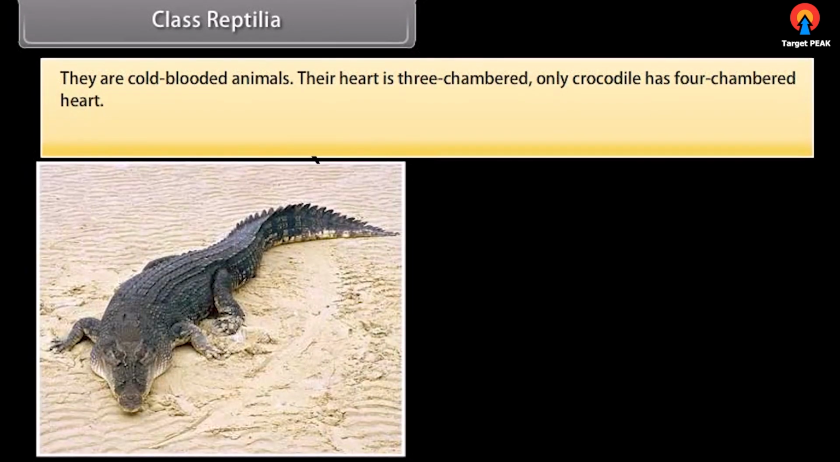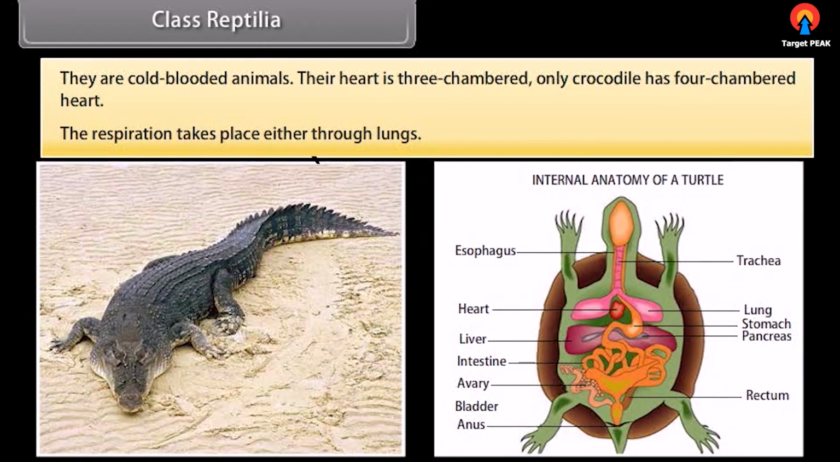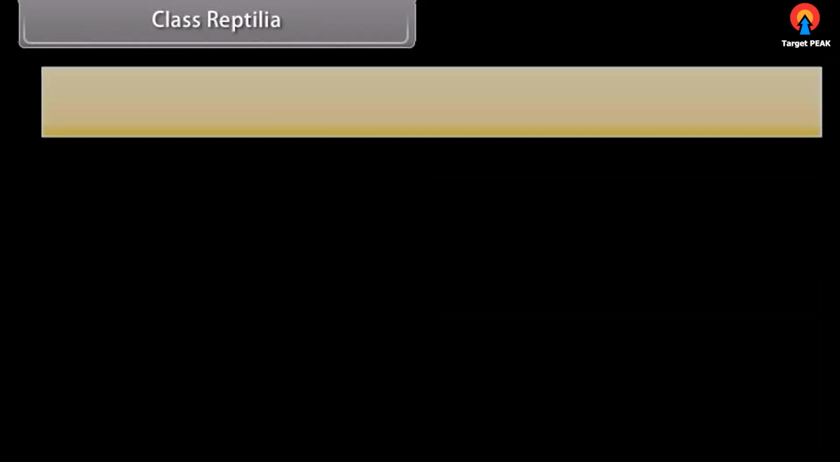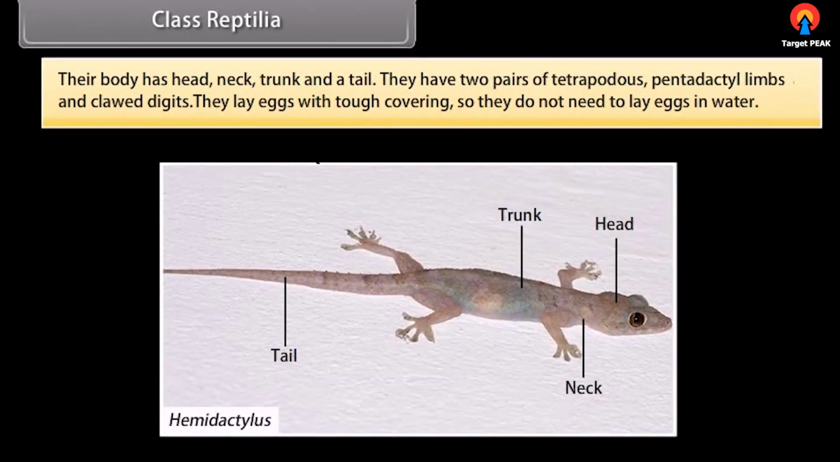They are cold-blooded animals. Their heart is three-chambered. Only the crocodile has a four-chambered heart. Respiration takes place through lungs. Their body has a head, neck, trunk, and a tail. They have two pairs of tetrapod, pentadactyl limbs with clawed digits. They lay eggs with a tough covering, so they do not need to lay eggs in water.